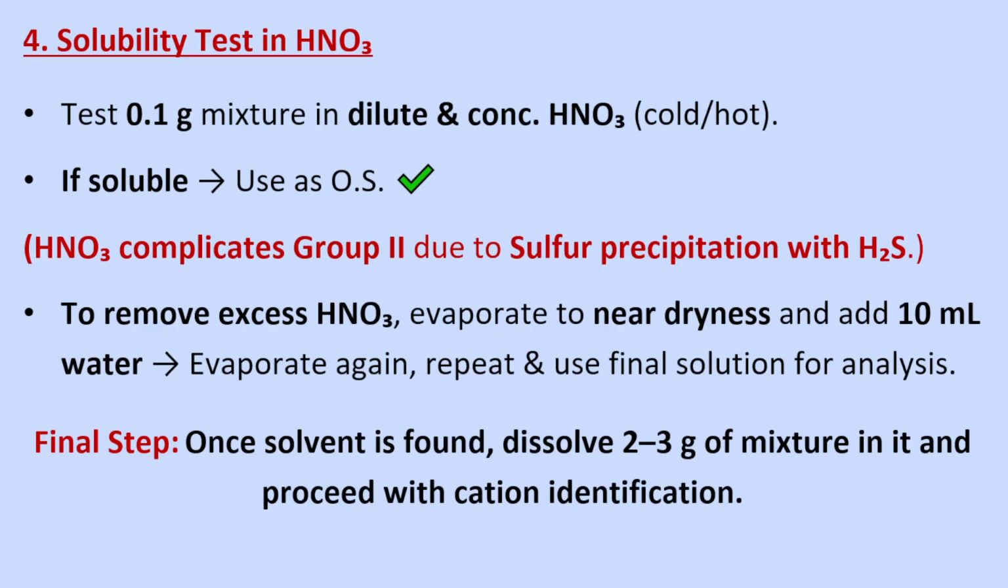That is for the preparation of the original solution. Make sure to follow each step carefully for an accurate result. Once the solvent or acid is found, dissolve 2-3 gram of mixture in it and proceed with the cation identification.